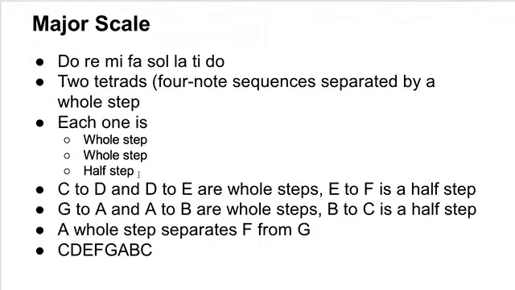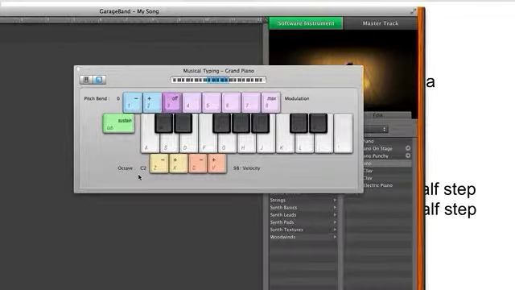If you wanted to think of the major scale as two tetrads, or four-note sequences, those tetrads have the same pattern to them. They're four-note sequences and they're separated by one whole step. So each tetrad is made up of a whole step, a whole step, and a half step. So in the C major scale that we just played, C to D is a whole step, D to E is a whole step, and then E to F is a half step.